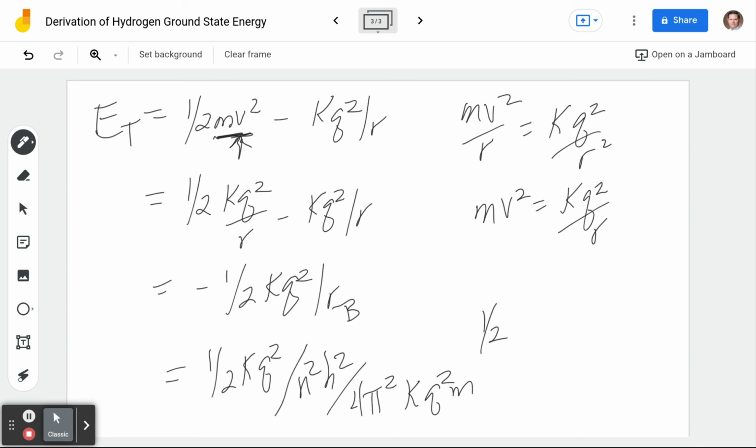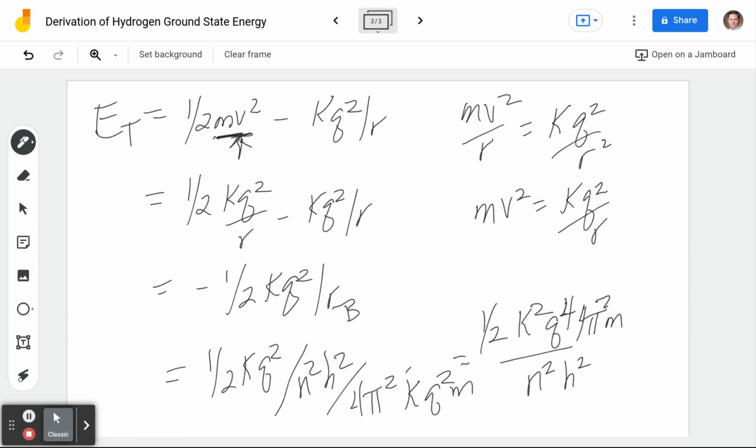1/2 k squared. I got a k here and a k here. I got a q to the 4th. Don't forget my q to the 4th. I got my 4 pi squared, and then I've got my m. And this is all going to be over n squared h squared. So let's bring this over to a final pane and clean it up and see what we get.